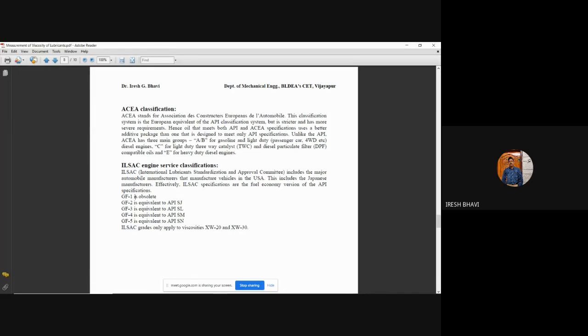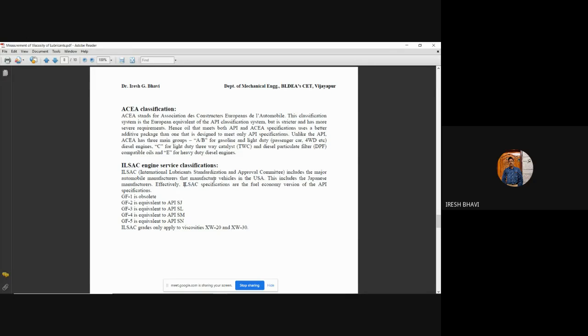based on environmental pollution conditions or air pollution conditions. Okay. This includes Japanese manufacturers also. ILSAC is also used by most of the Japanese automotive manufacturers, like Honda. In those cases, Honda, Isuzu and Mitsubishi, in all those cars also, they are using this ILSAC specification for lubricating oils.